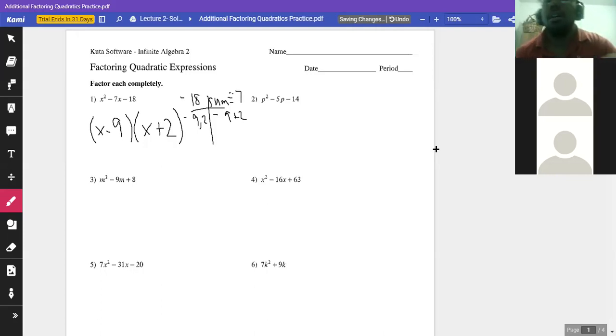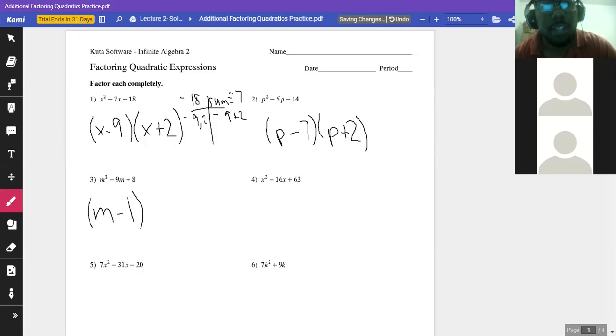Okay. Number 2. -7 and +2. Yep, good. So then my final answer is going to be p minus 7 times p plus 2. All right, what about number 3? -8 and -1. Nice. So n minus 1 times n minus 8. Number 4.